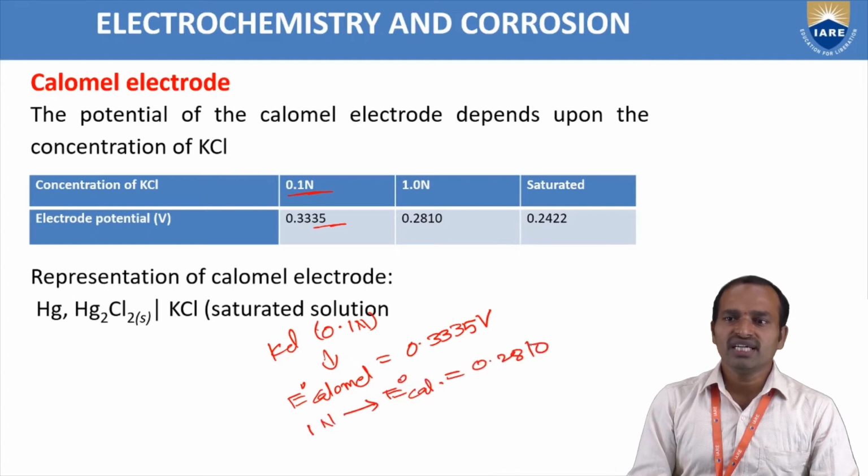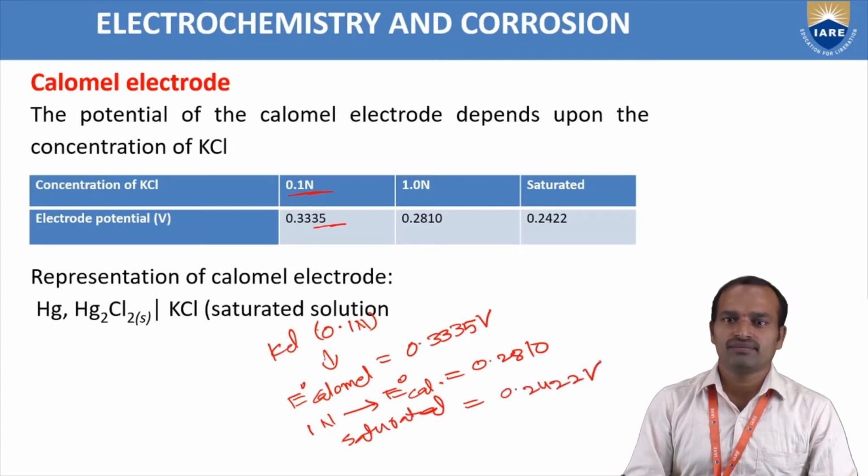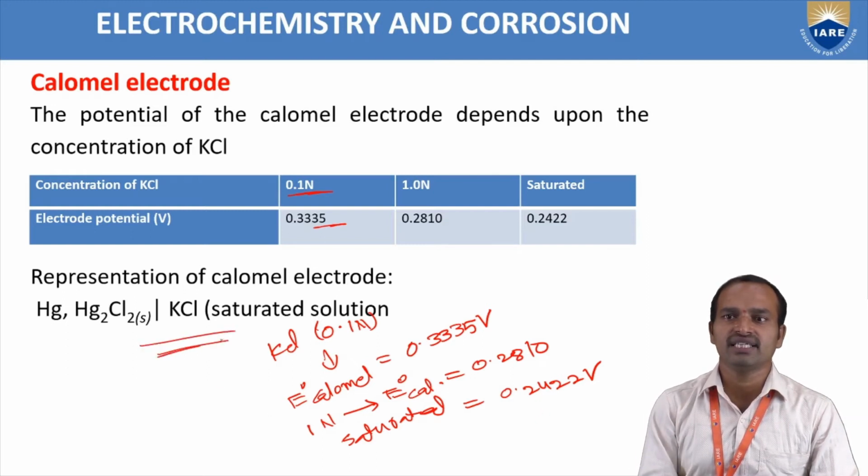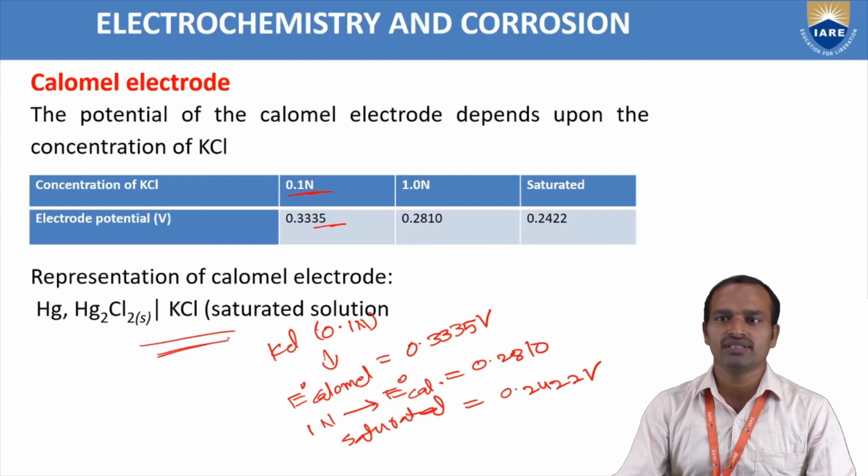If the electrolyte is 1 N, the E naught calomel value is 0.2810. If the KCl solution is saturated, it is 0.2422 volts. So overall, the representation of the calomel electrode is Hg, Hg2Cl2 slash electrolyte solution, that is KCl. The KCl is a saturated KCl solution we are using.